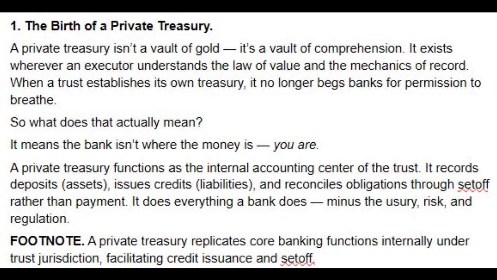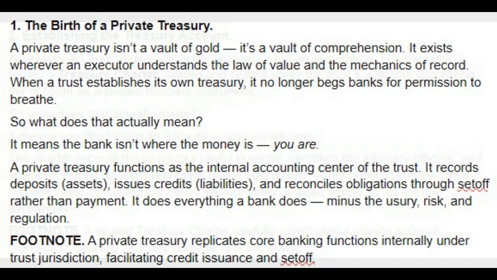So what does that actually mean? It means the bank isn't where the money is, you are. A private treasury functions as the internal accounting center of the trust. It records deposits, assets, issues credits, liabilities, and reconciles obligations through staff rather than payment. It does everything a bank does, minus the usury, risk, and regulation. Footnote. A private treasury replicates core banking functions internally under trust jurisdiction, facilitating credit issuance and staff.